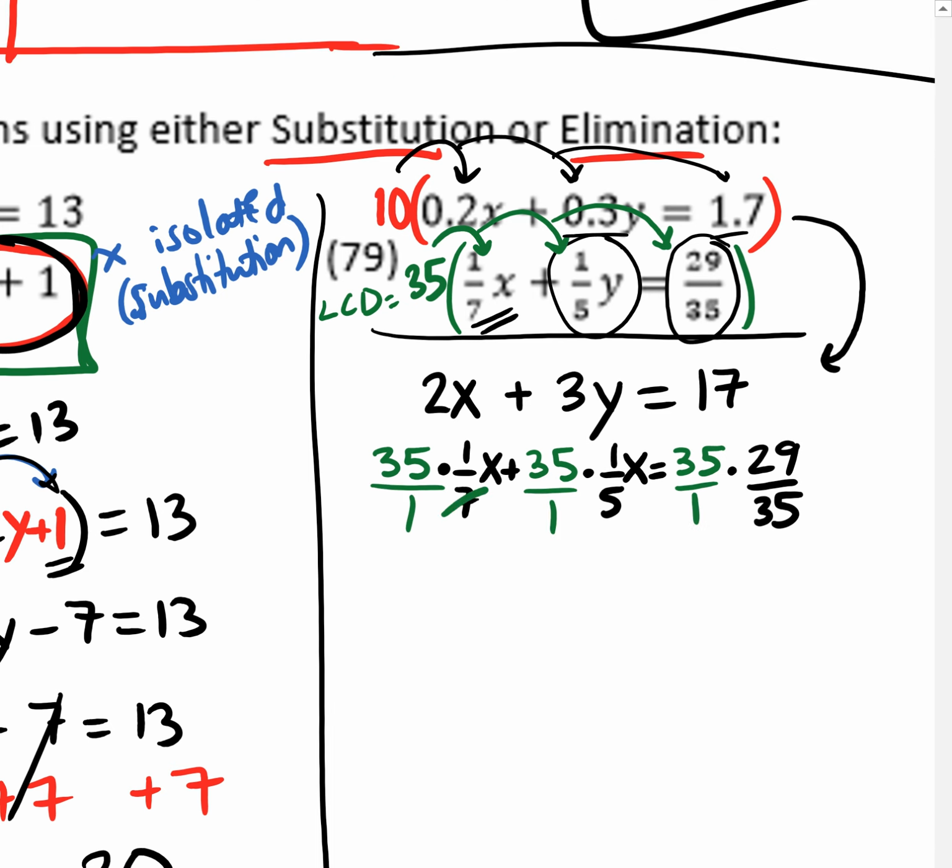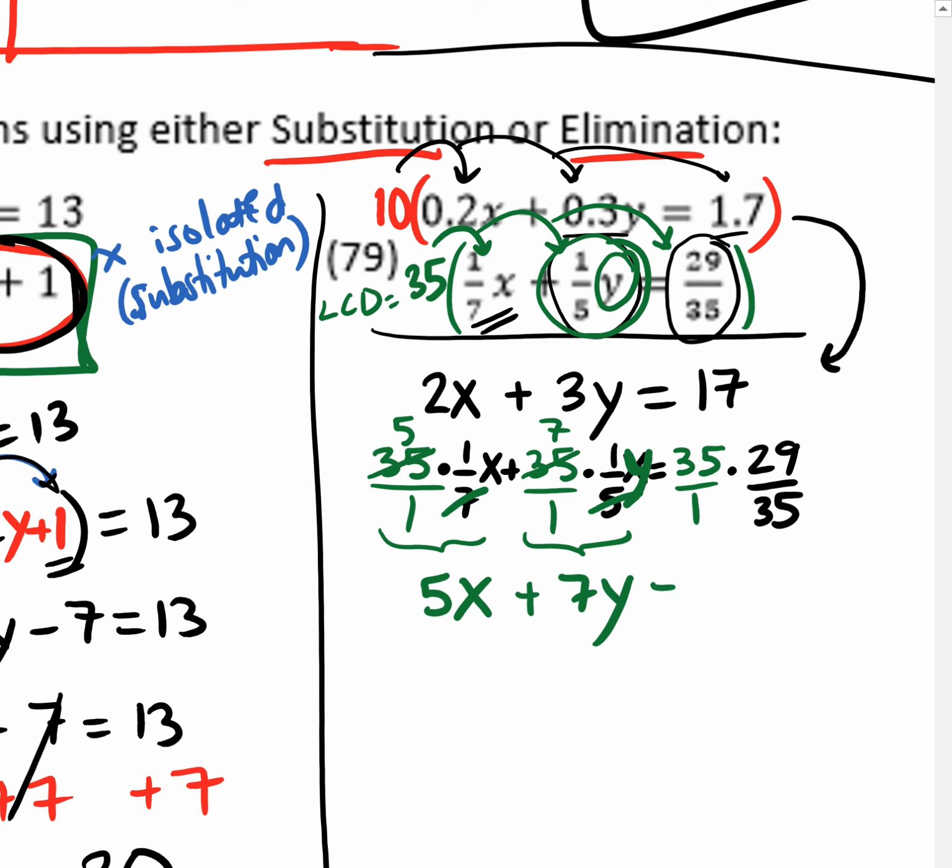So the first one, 7 can go into 35 to leave 5. That means this whole term will just become 5x. And then for the second one, 5 can go into 35 7 times. Oh wait, I should have put a y. Anyway, 5 goes into 35 7 times, so this term becomes 7y. Again, a y because there was a y to begin with. On the right side, the 35s cancel on the diagonal just to leave the 29.